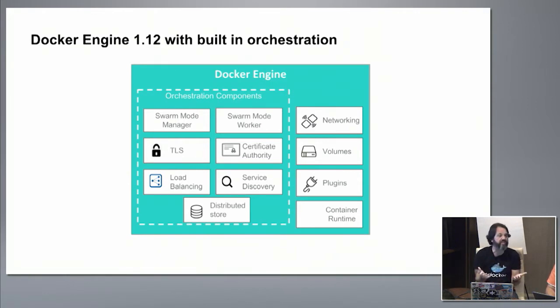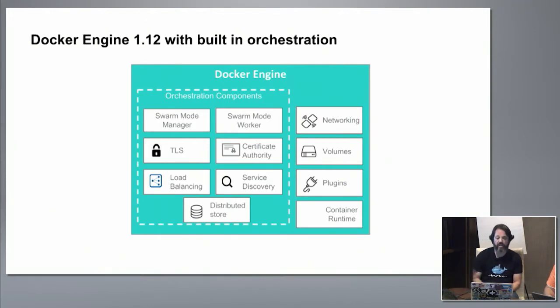Swarm does that. What we did with 1.12 is we brought Swarm into Docker Engine, so it's no longer a standalone component. There's a couple of things that go along with that. If you want to deploy applications, you want to be able to find them, and you want to be able to access them easily, and you want to be able to do that in a secure manner. You want to make sure that everything in that environment, the communication channel, is secure.